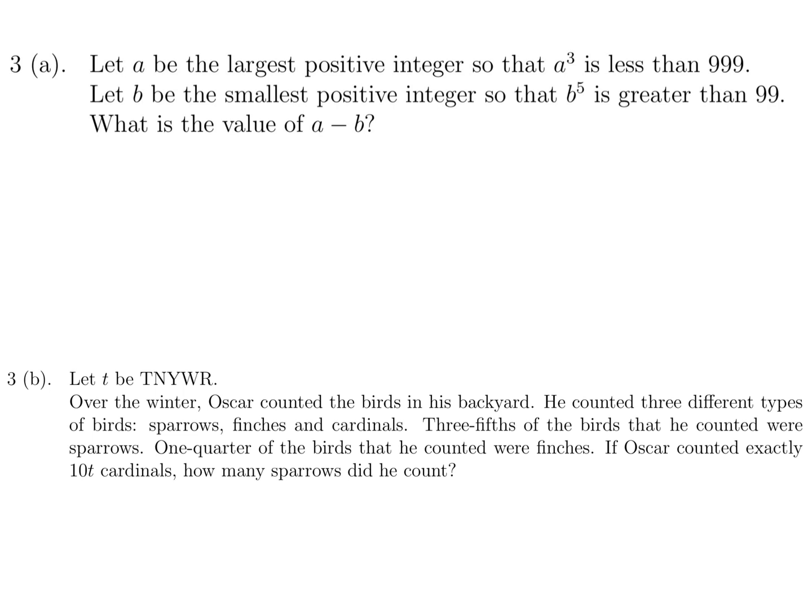Let a be the largest positive integer so that a to the power of 3 is less than 999. Let b be the smallest positive integer so that b to the power of 5 is greater than 99. What is the power of a minus b?